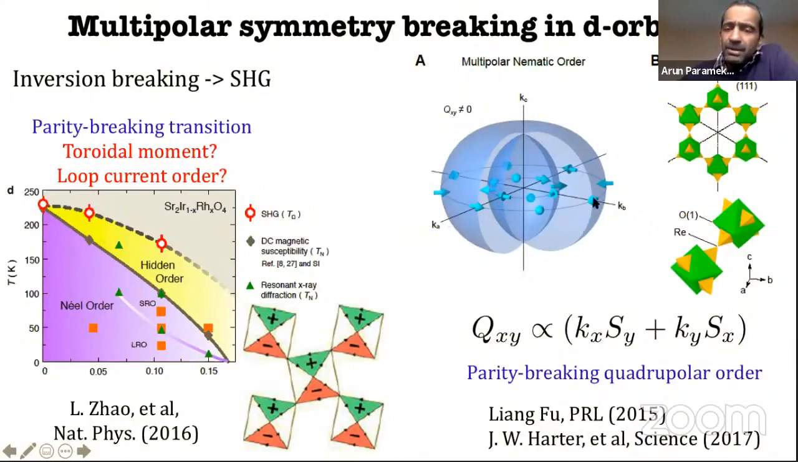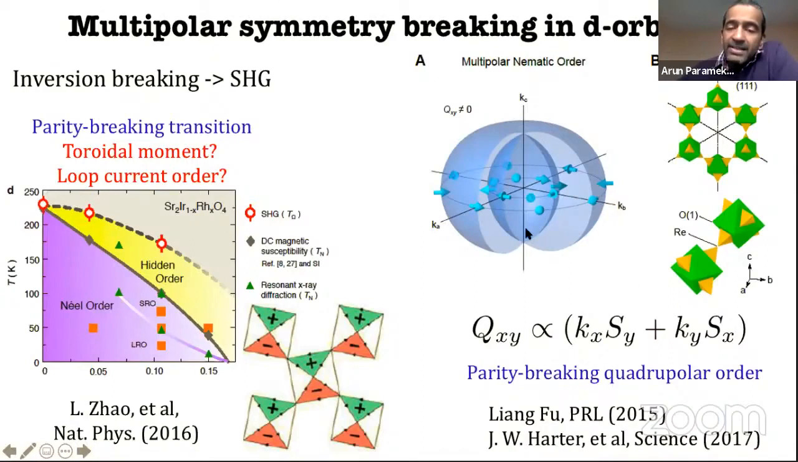possibly clearer example comes from these pyrochlore systems, cadmium two rhenium two oxygen seven, which is a metallic system. It's not an insulating magnet. It had been proposed that you can have an unusual form of quadrupolar order. If you recall, the quadrupolar order that I had defined earlier was made entirely out of spin operators. So it was Sx times Sy plus Sy times Sx, for instance.